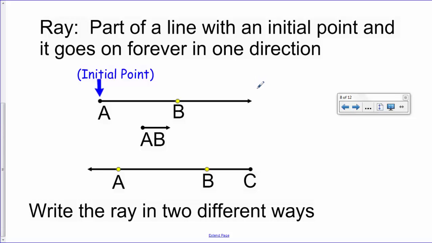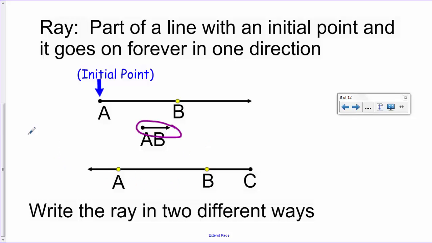A ray is a part of a line with an initial point on one end and goes on forever in one direction. So this would have an initial point of A. We would name it AB. BA would not be correct because the first letter when you name the ray has to be the initial or starting point, and then you use your symbol for the ray to show which direction that the ray is going.